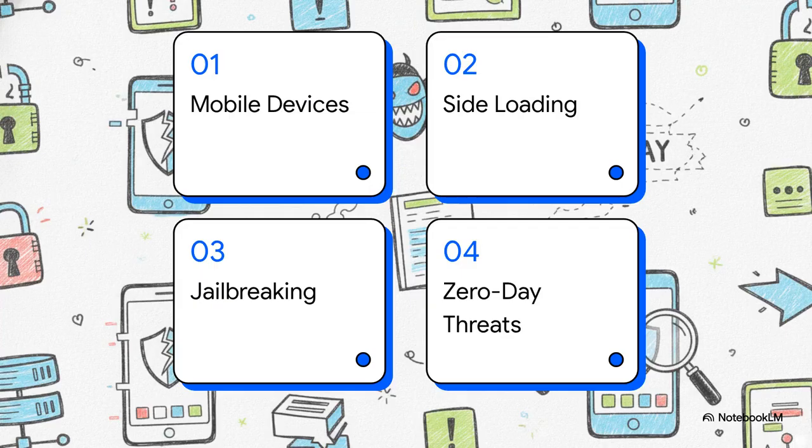Okay, let's dive into this. Here's our roadmap for today. 1. Mobile device security weaknesses. 2. Sideloading app dangers. 3. Jailbreaking and the cost of customization. And finally, 4. Zero-day vulnerabilities explained.